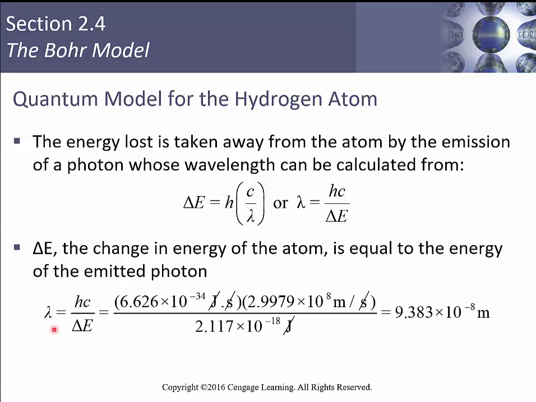So our lambda, the wavelength of the photon emitted, is going to be h times c over delta E. So 6.6 times 10 to the minus 34 joule seconds times 3 times 10 to the 8th meters per second divided by 2.117 times 10 to the minus 18 joules gives us 9.383 times 10 to the 8th meters.